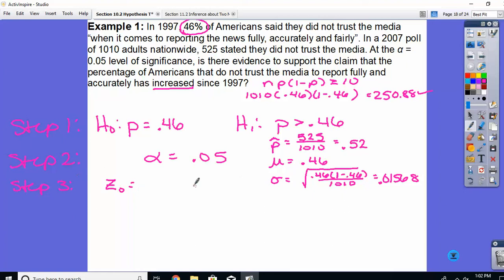Okay, so now I can actually do my z. So z is your p hat minus your mean over your standard deviation.